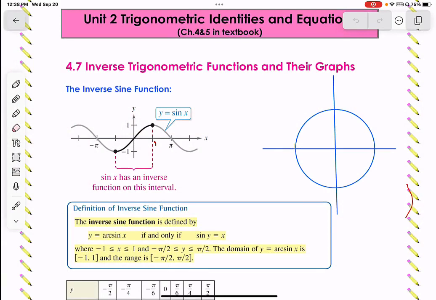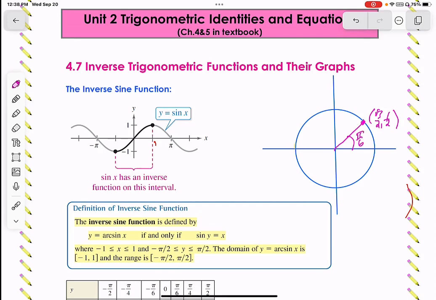Today's lesson is on inverse trigonometric functions. Up until now, if I were to ask you, what is the sine of pi over 6? You would tell me the sine of pi over 6 is 1/2. And we can see that on our unit circle, where I have the square root of 3 over 2, 1/2, and then here's my angle of pi over 6.